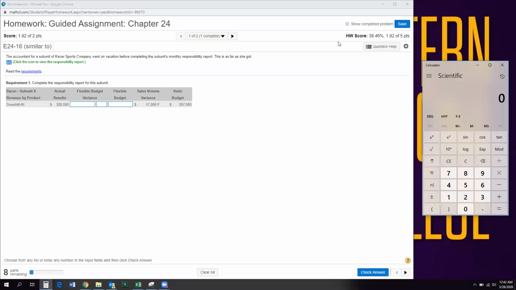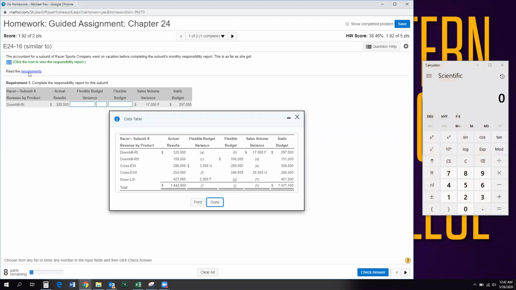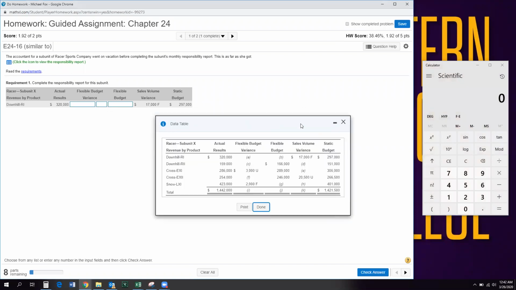All right, this is the guided assignment for chapter 24. Well, I'll just get to it. It shouldn't be too bad. So, the accountant for a subunit of Race or Sports company went on vacation before completing their responsibility report. This is as far as she got.